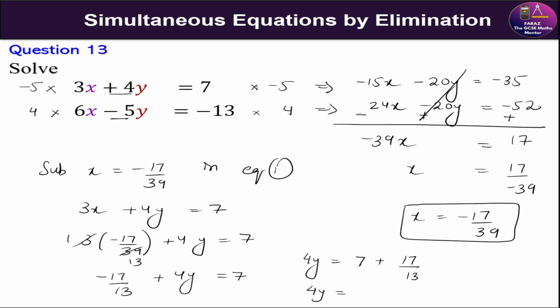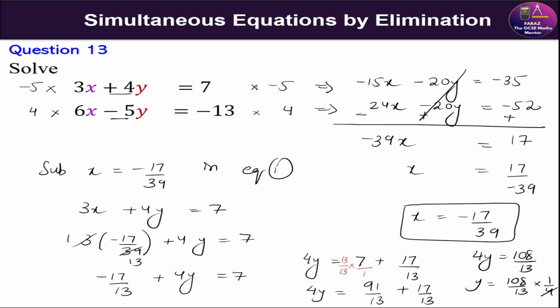4y equals 7 plus 17 over 13. There is 1 in the denominator of 7, so you need to multiply it by 13 over 13 to make the denominator same. And it will give you 13 into 7, that is 91 over 13 plus 17 over 13. 91 plus 17 gives you 108 over 13. So 4y equals 108 over 13, and then y equals 108 over 13 times 1 over 4. Divide by 4 means times 1 over 4.